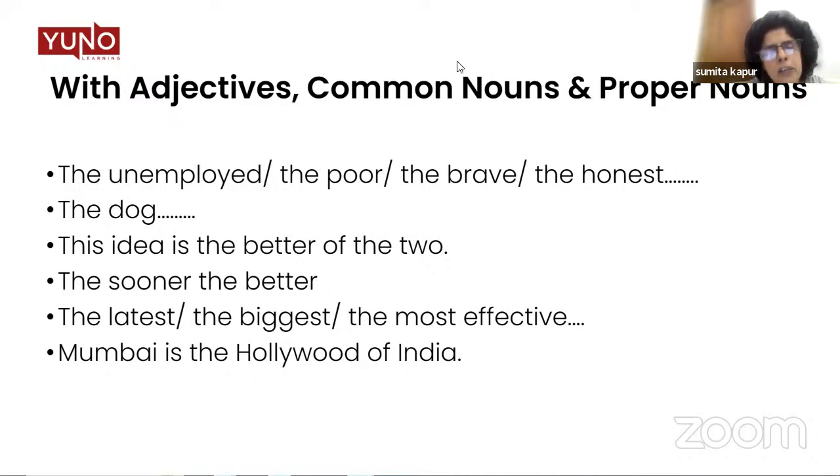So "Mumbai is the Hollywood of India." As I told you, whenever we prefix an article, it means Mumbai is not the Hollywood, but it shows the likeness. It shows the similarity between Mumbai and Hollywood. Why? Because before a proper noun, we are using an article which shows similarity.